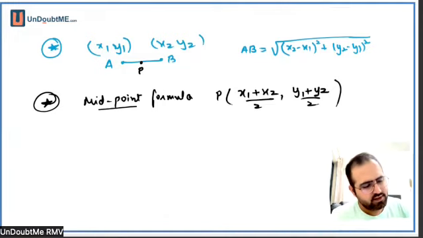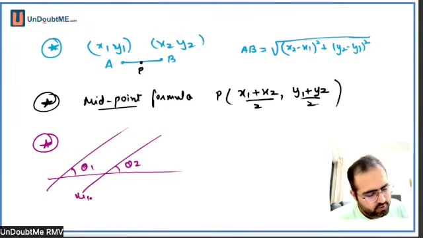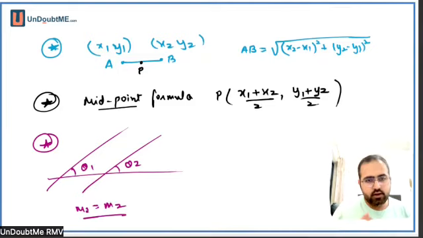Okay, then next is, if I have two lines which are parallel, so their gradients will be equal. So I can say that M1 will be equal to M2.